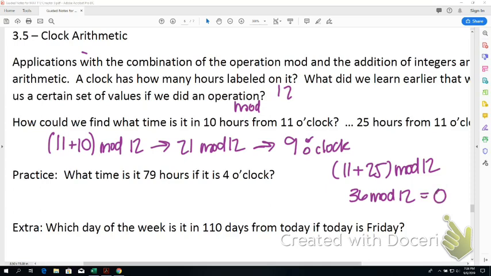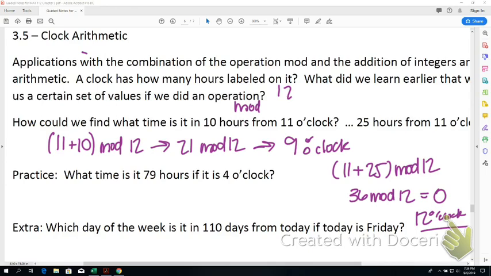So remember, what goes with 0? Actually, it's 12 o'clock, so it would be 12 o'clock for this. Okay? So if you get 0 when you do this, that means it's the same time. So for this, it would be the same time as 12, because 12 o'clock will go with 0.